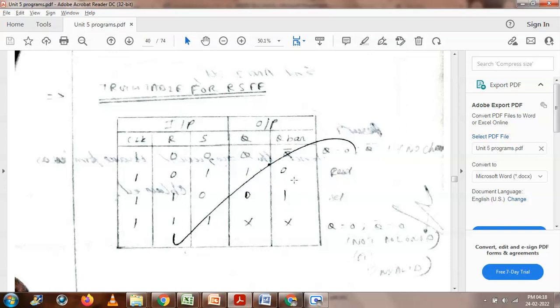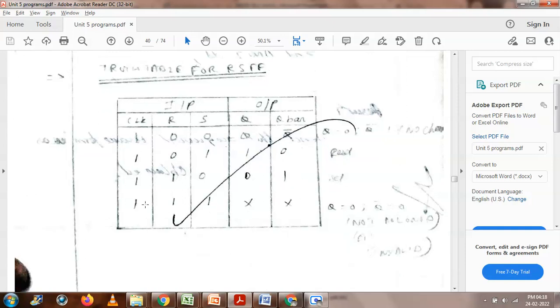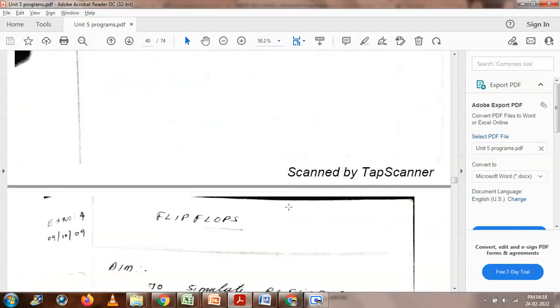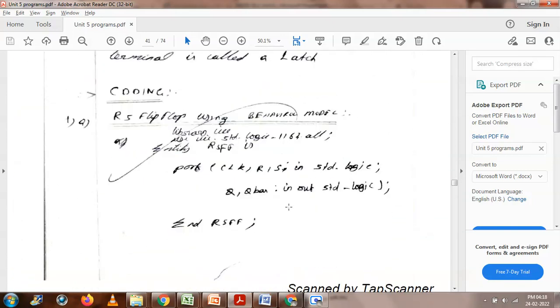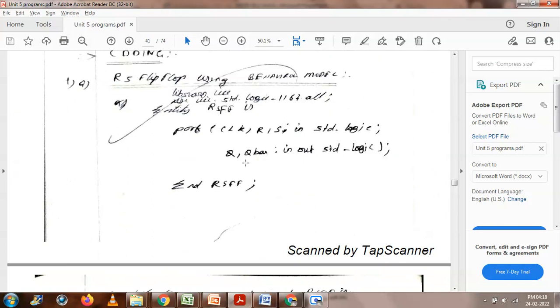1001. So when it's 0, that is a reset. When it is 1, that is a set. So I already said if both are 1, it is a don't care condition. To overcome that, we use the JK flip flop. So here is the coding part of the RS flip flop.